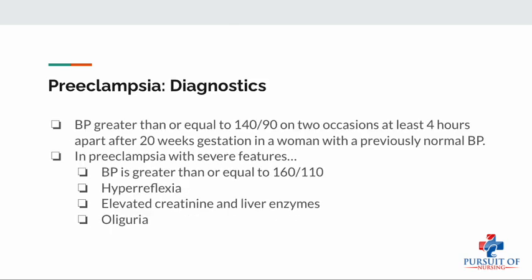Now, diagnostics is a blood pressure greater than or equal to 140/90 on 2 occasions, at least 4 hours apart, after 20 weeks gestation in a woman with a previously normal BP. So in preeclampsia with severe features, the BP is going to be greater than or equal to 160/110. The mother may suffer with hyperreflexia. They may have an elevated creatinine and liver enzymes, and then be oliguric as well. So proteinuria used to be used as a diagnostic measure for preeclampsia, but it is no longer used. So go by the blood pressure for diagnostics.